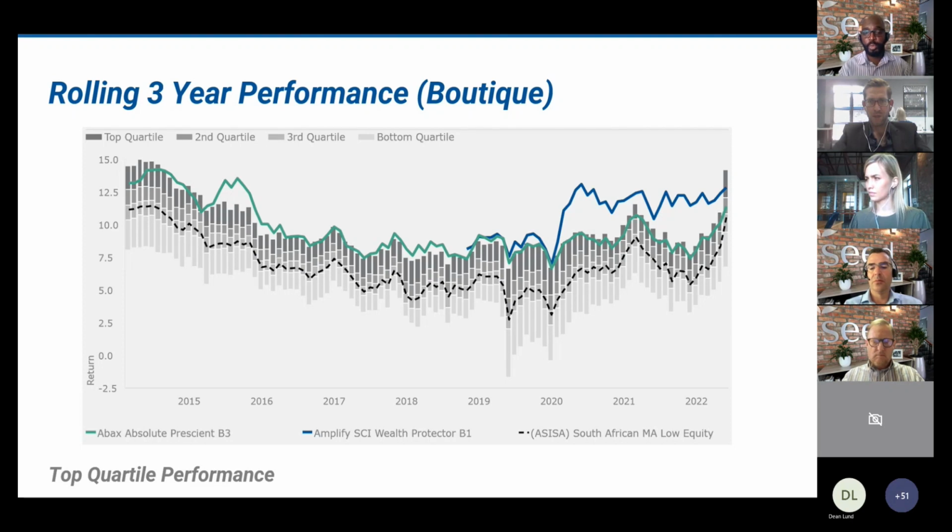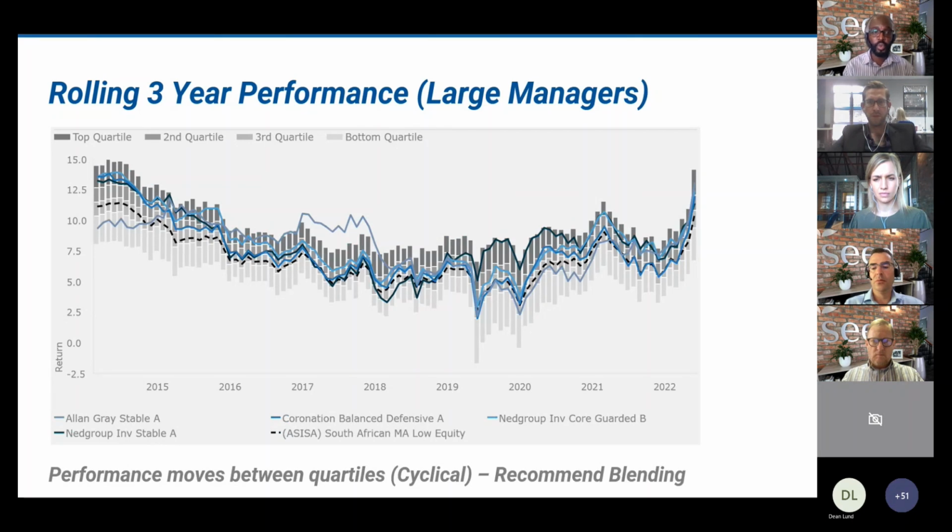Obviously, the Amplify Wealth Protector has a shorter history, but this fund, and specifically this fund, only started in 2016, but has delivered exceptional returns, better than average returns, since its inception. If we look at the large managers, just on that rolling 3-year performance as well, then you can see that it does alternate over time. At times, you've got top quartile performances, and then at times you've got bottom quartile performance.